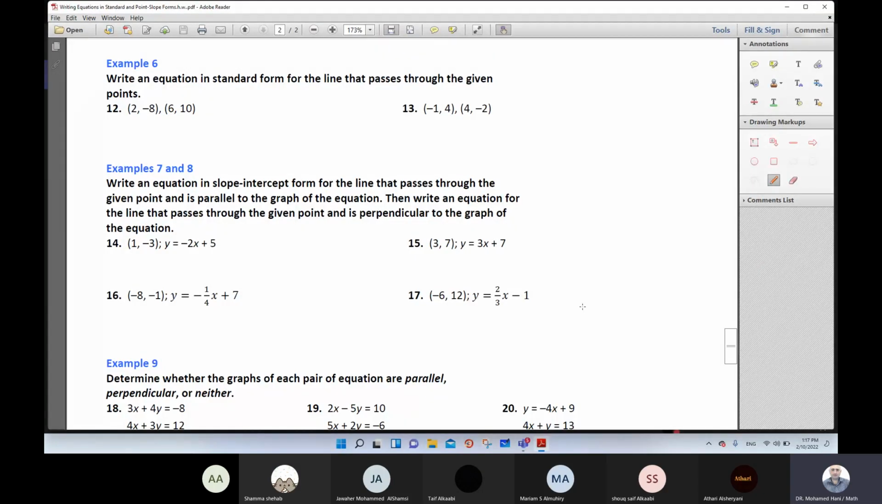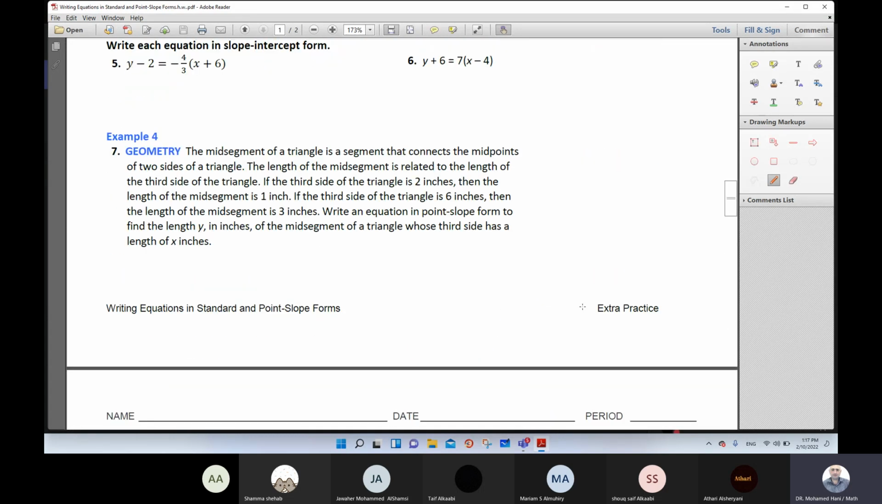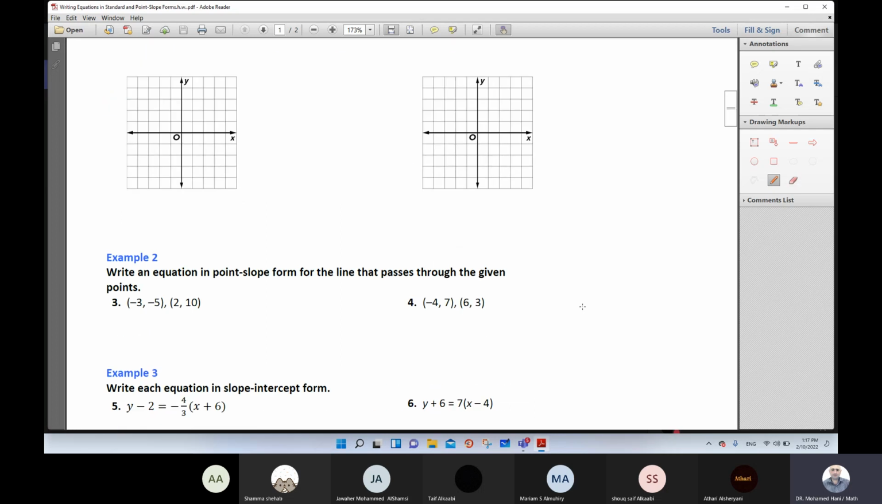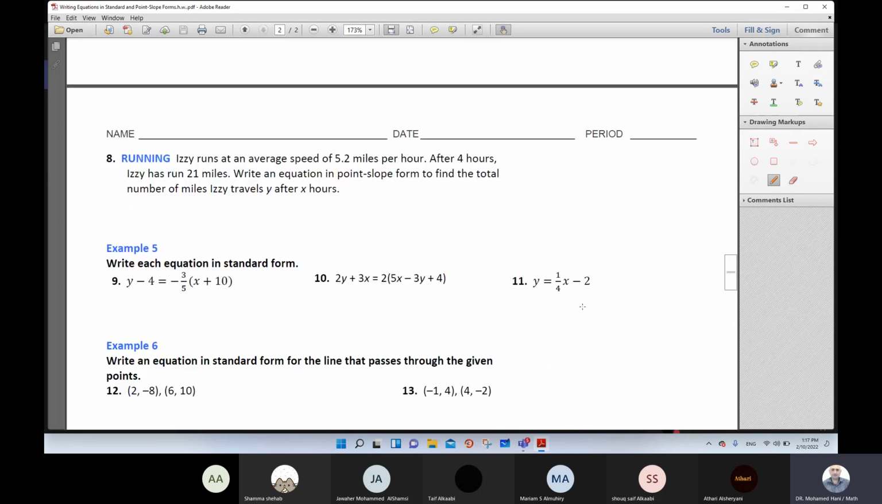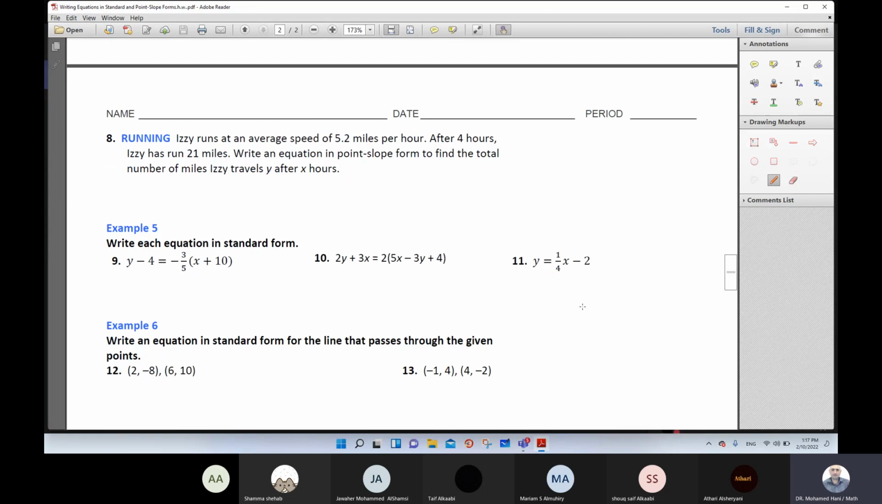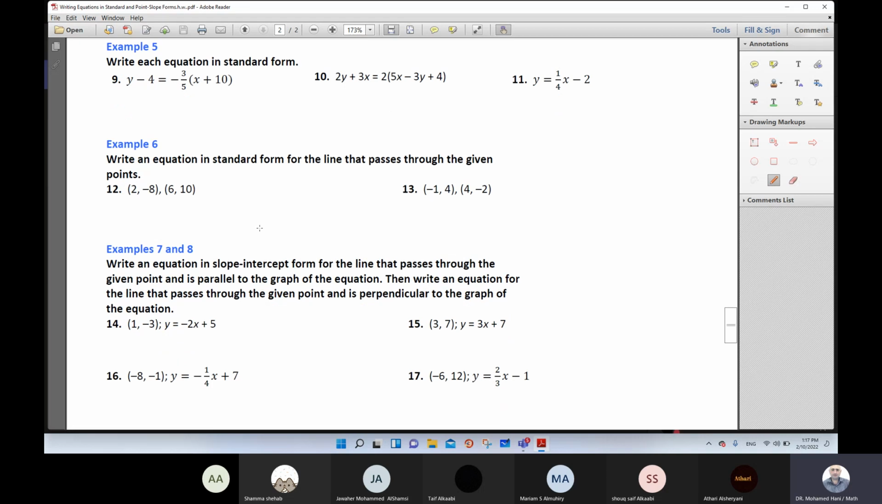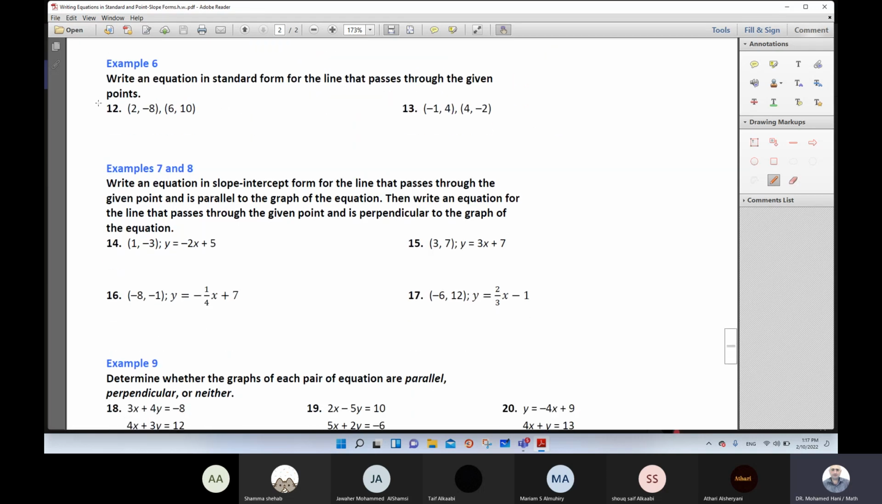Math grade 9 Algebra 1. We are in Module 5, in the second lesson, writing equations in standard and point-slope forms. We'll continue our work in the same extra practice. Yesterday we stopped, I think, at number 12 or number 14. Okay, we will start from number 12.